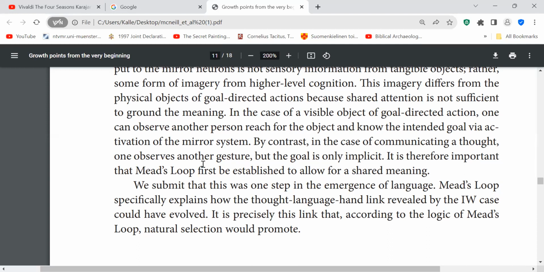It is therefore important that Mead's loop first be established to allow for a shared meaning. We submit that this was one step in the emergence of language. Mead's loop specifically explains how the thought-language hand link revealed by the IW case could have evolved. It is precisely this link, according to the logic of Mead's loop, that natural selection would promote.